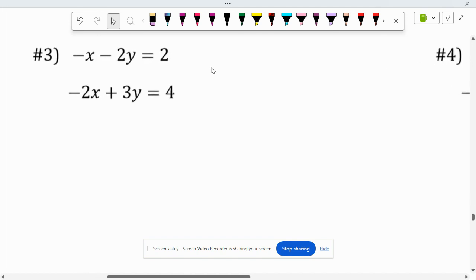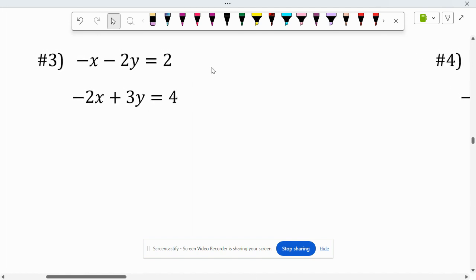Okay, so let's look at this next one. I need to have opposite coefficients. Do you want to try and get rid of the x's or the y's? We have to make a choice. Which one do you think would be easiest to get rid of? X's?